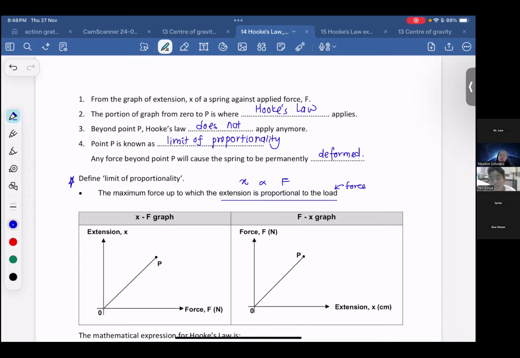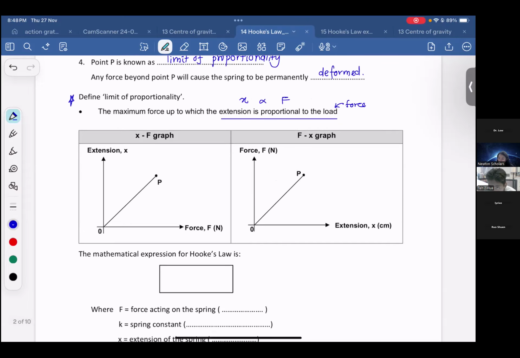That is the limit of proportionality. After it is permanently deformed, no matter what we do, we cannot get back to the original state. Yes, it's already spoiled. The spring is already spoiled. When it goes greater than the point P, your spring is spoiled already. It will be longer than the original length.